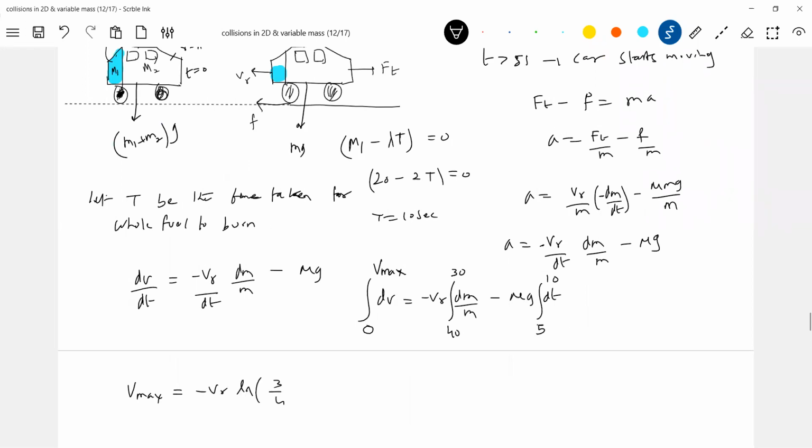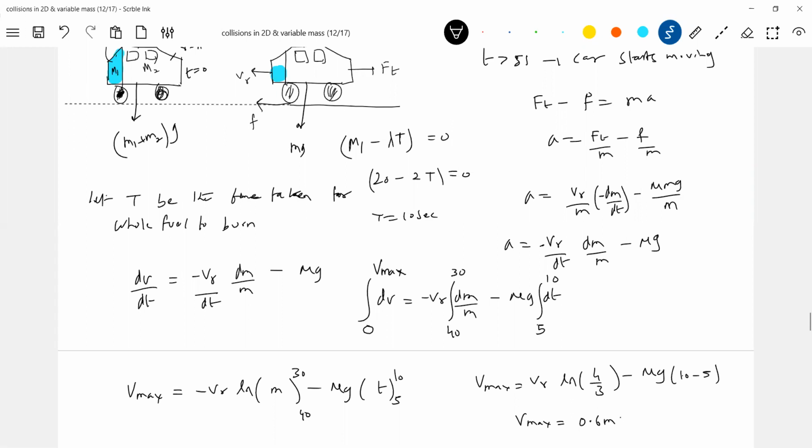Vmax is equal to Vr log of m initial by m final, which is log of 40 by 30, minus mu g t, 10 minus 5. So Vmax is equal to Vr log of 4 by 3 minus mu g into (10 minus 5). I'll get maximum speed equal to 0.6 meter per second. This is the maximum speed attained by the car.